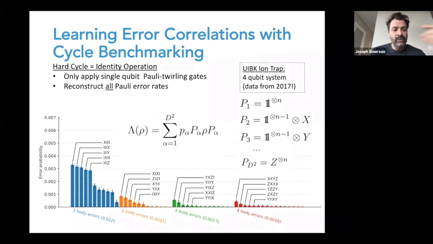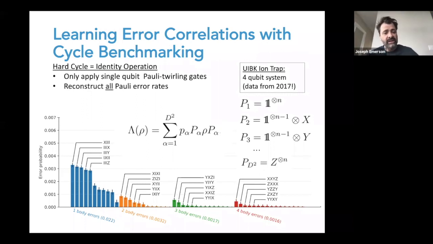So here what we do is we choose a hard cycle that's the identity operation. So what that means is that the pink block earlier is just do nothing. And then the only errors we're going to pick up are the errors on the single qubit twirling gates. Now, these are independent gates acting on independent qubits. And so you would expect the errors to be one, small, and two, independent. So this is a 4-qubit experiment from data way back from 2017, which we have not published.